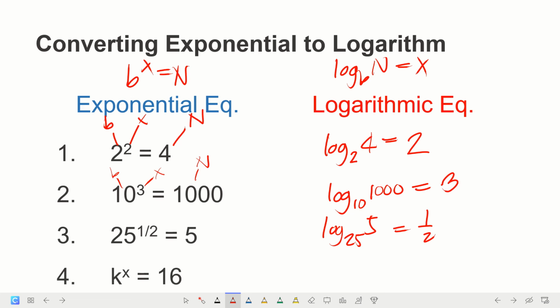And then for number 4, k raised to x is equal to 16. So log, our base is k, and our n is 16, is equal to x. As you can see, you can use different letters here depending on the given problem. Sometimes it is confusing, depending on the letters used, but as long as you know this form, you can convert it from exponential to logarithmic and back.